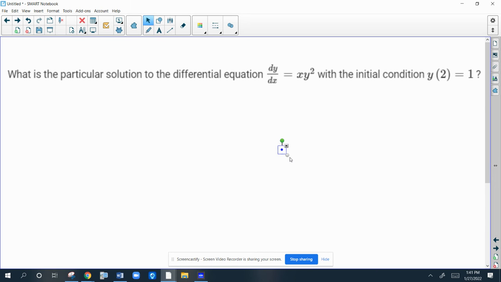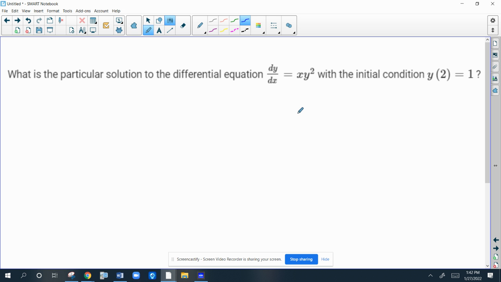Okay, here we're asked to solve a differential equation given an initial condition, so we can find a particular solution using that initial condition. It's a differential equation where we're going to need to separate variables, and the reason you know that is because you have an x and a y on the right-hand side. So we need to separate variables first.